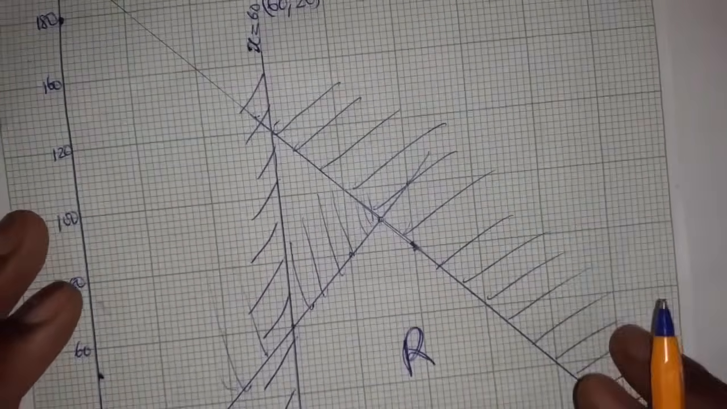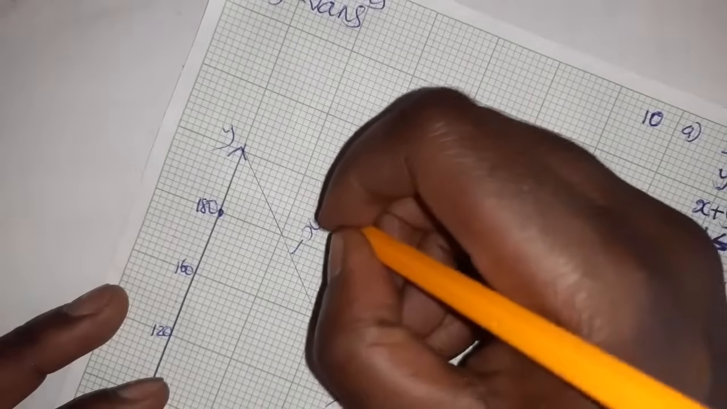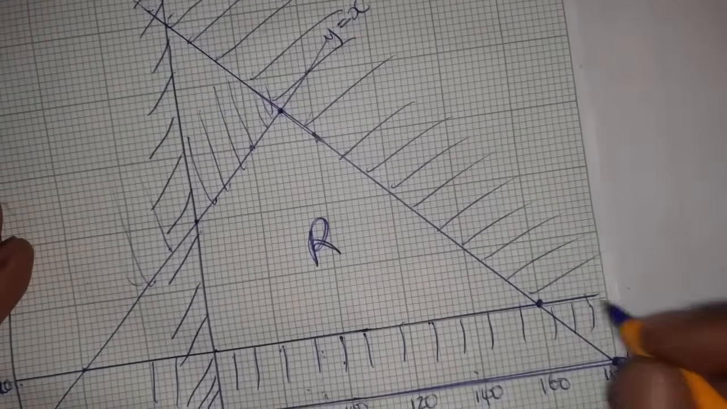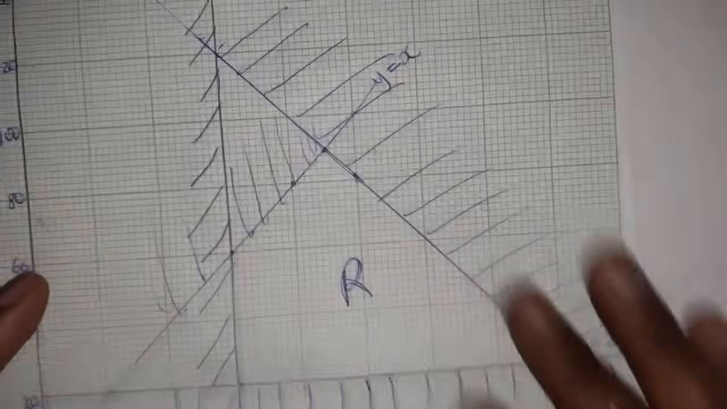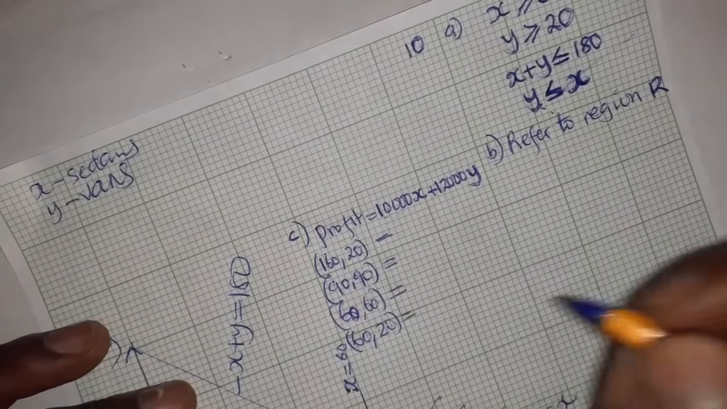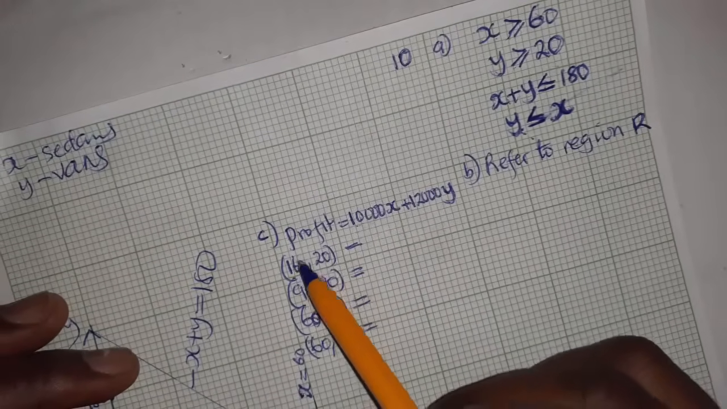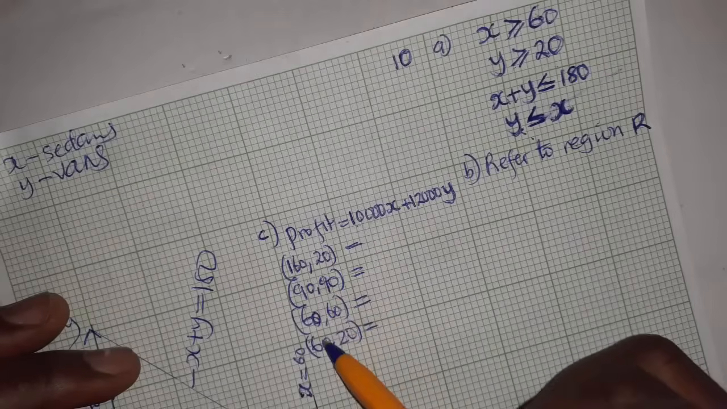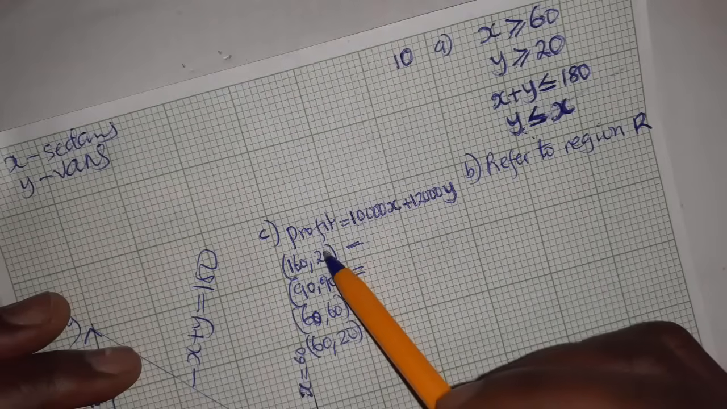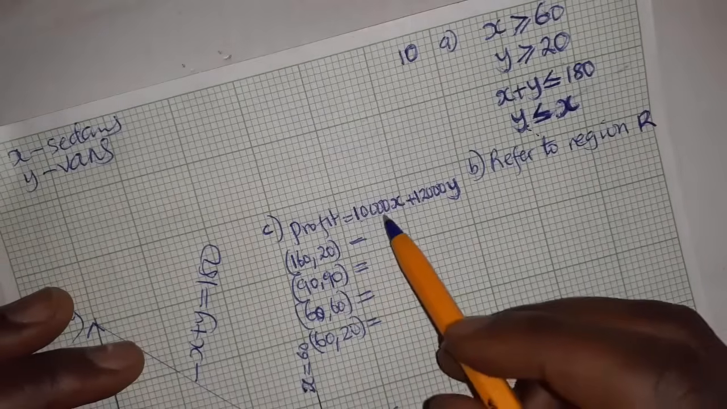Sorry, I forgot here. Make sure that you name these equations. In terms of an equation, this was x plus y equals 180. Also, this one was y equals 20. Now, these are x coordinates and these are y coordinates. The x coordinates represent the number of sedan vehicles, and the y coordinates represent the number of van vehicles. So now we need to begin to replace these.